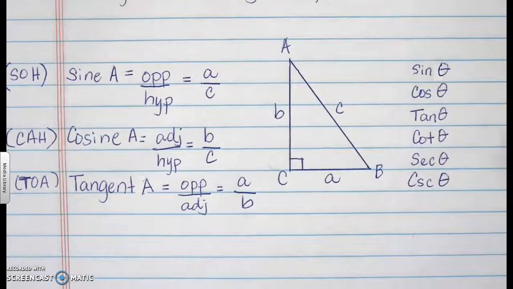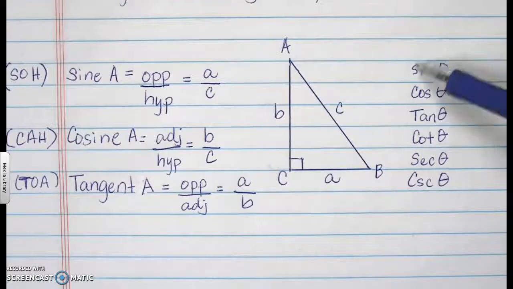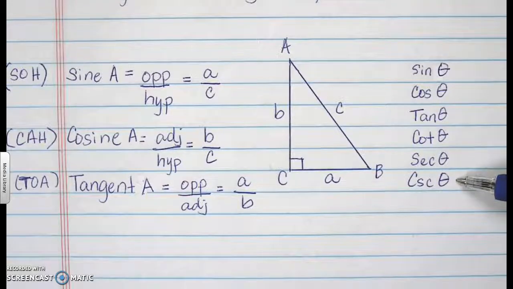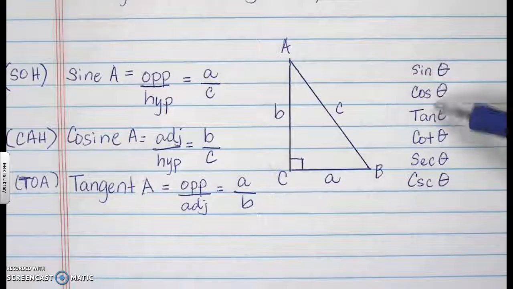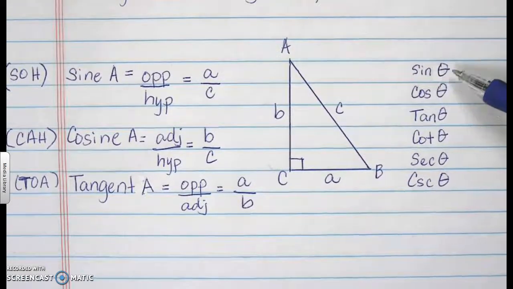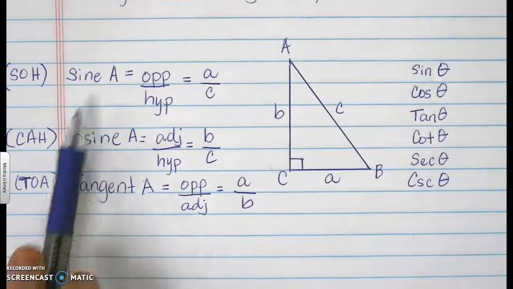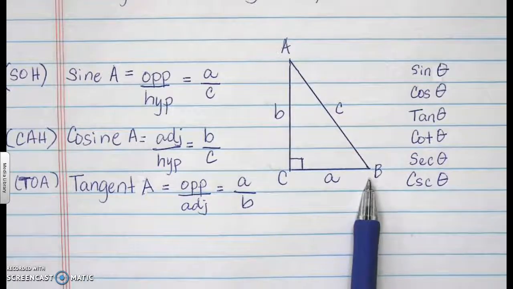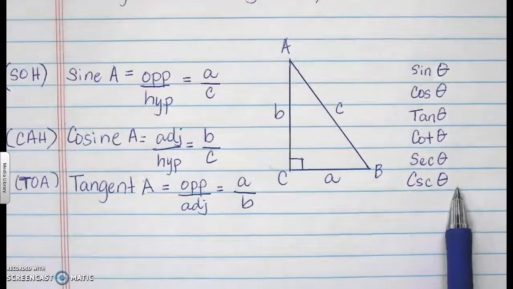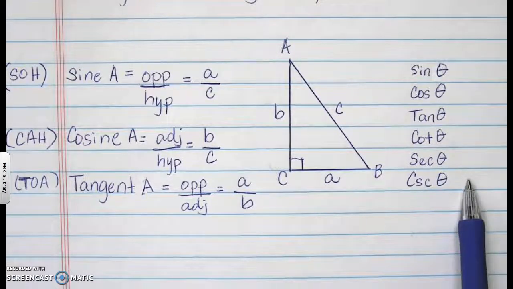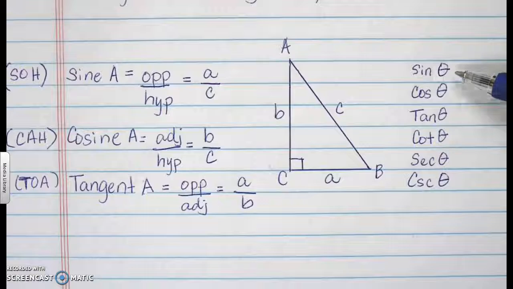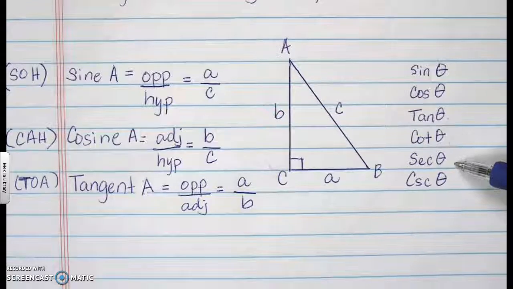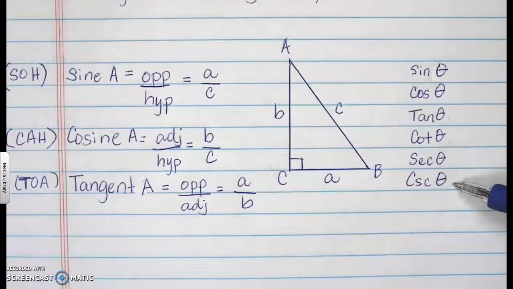Being in Algebra 1, our focus will be on these three right here. However, I also want to show you the three other trigonometric functions. These are the abbreviations for their names. This is sine theta, and again, theta is your angle. In this particular case, our angle is A. Once again, this could become angle B, like what I said a while ago. So this now is just a general description of all your functions: sine theta, cosine theta, tangent theta, cotangent theta, secant theta, cosecant theta.